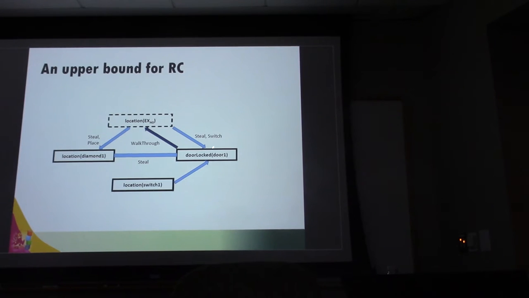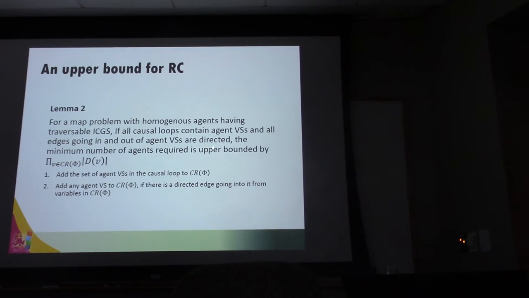So let's assume I add one more agent. Now the walkthrough action is no longer limited by this door locked variable, because another agent can now open it, and I can walk through, as in I can update the location of my first agent without worrying about whether the door is locked. And what we've basically found is, for a given causal graph with causal loops, the number of agents is upper bounded by the product of each variable signature associated with the causal loop. The product of the domain values of each of these variable signatures within the causal loop.